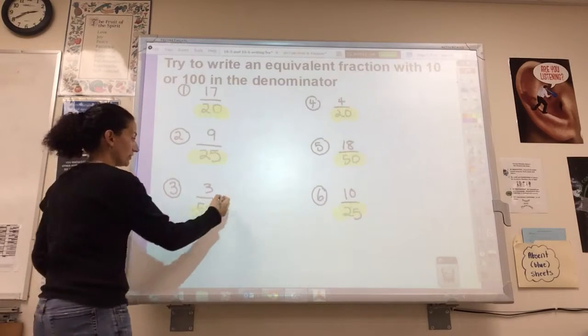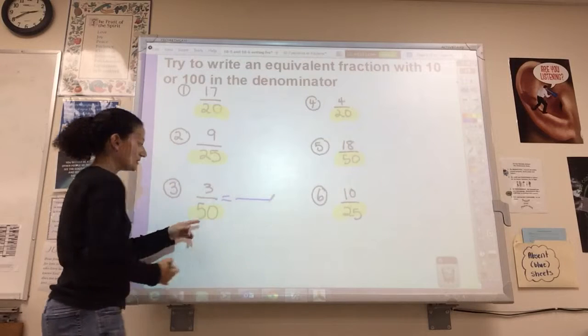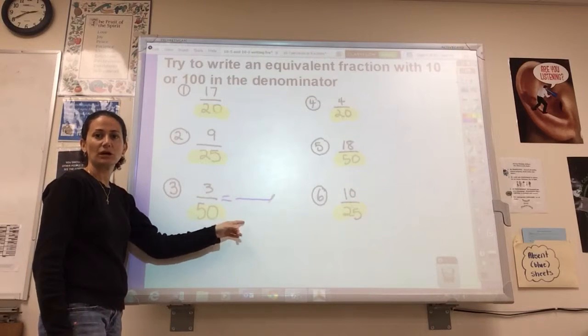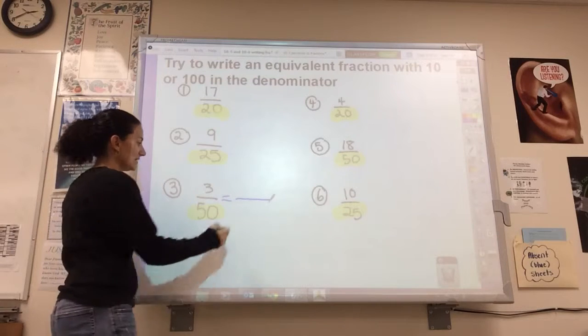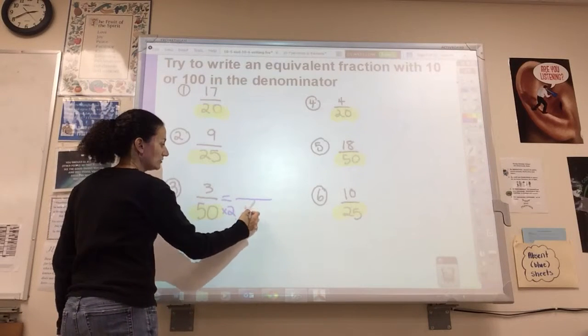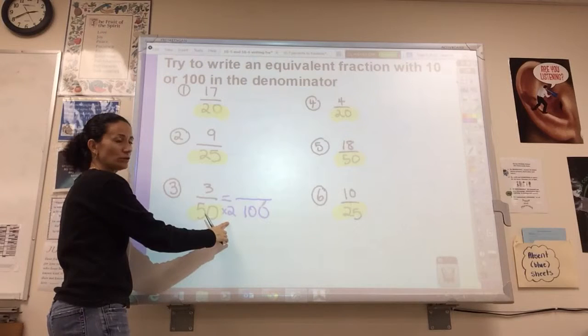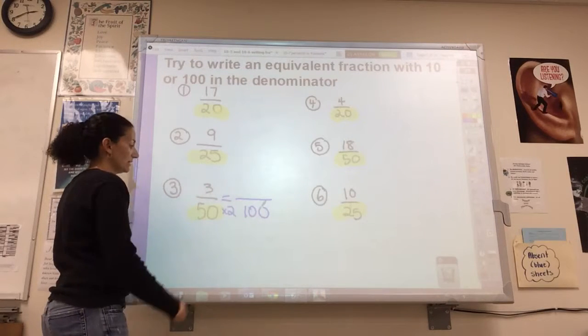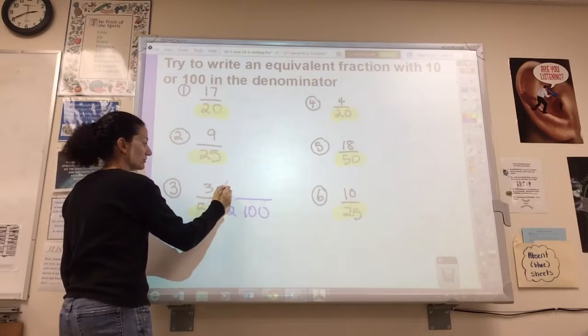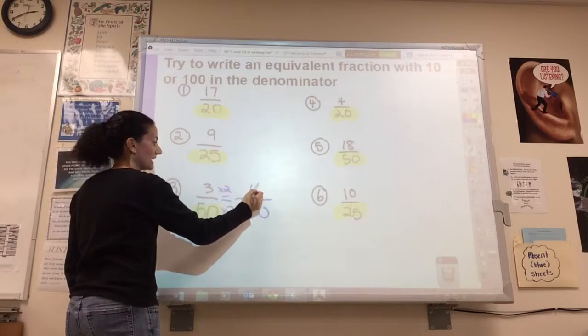Let's start with 50, for example. You know how many times 50 goes into 100, right? How many? That's right, 2. 50 times 2 is 100. So whatever you do to the denominator, you do to the numerator to make an equivalent fraction. If 50 times 2 is 100, 3 times 2 is 6.